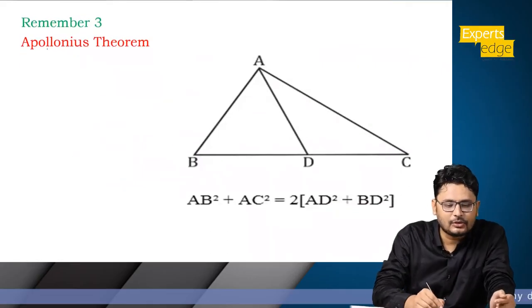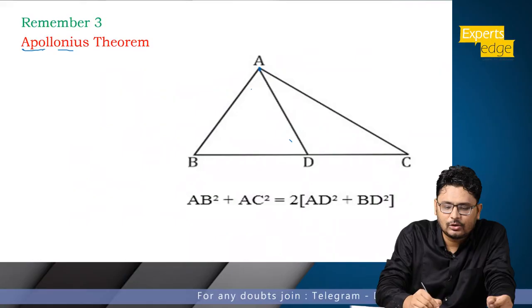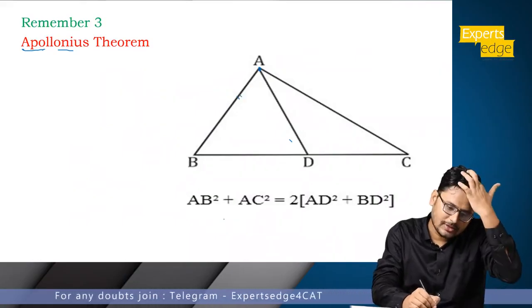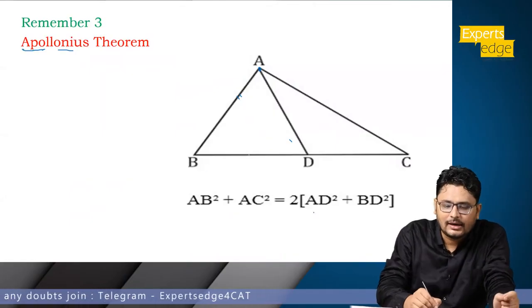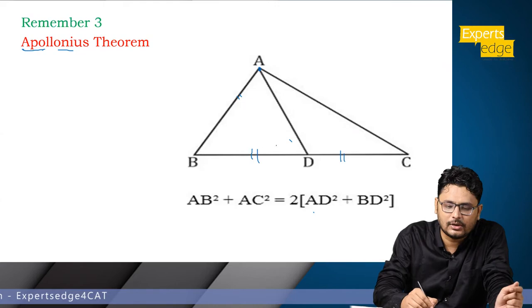अब जब भी मीडियन आए तो ये थ्योरम दिमाग में आना चाहिए, that is Apollonius theorem. What does Apollonius theorem say? अगर ये मेरा AD मीडियन है, so AB square, जिन भी दो वर्टेक्स के बीच में से निकल रहा है, that is AB square plus AC square should be equal to twice of the median and half of anything. एक तो BD ले लो या CD ले लो, because ये मीडियन है, दोनों equal होगा.